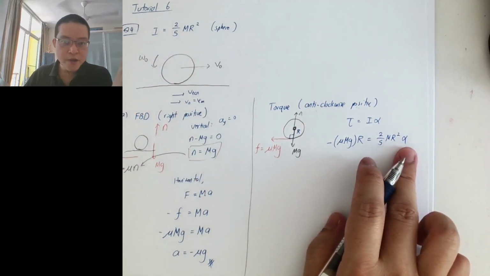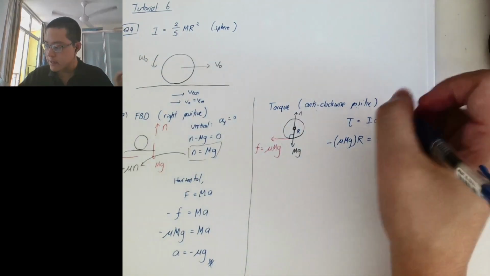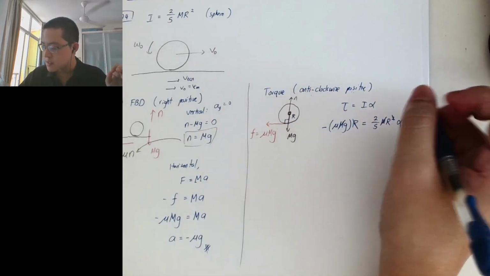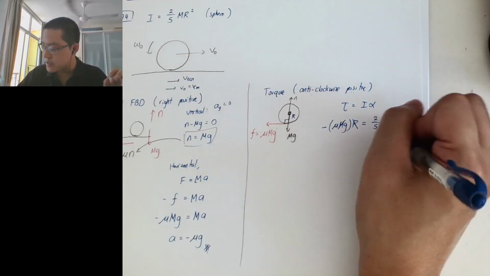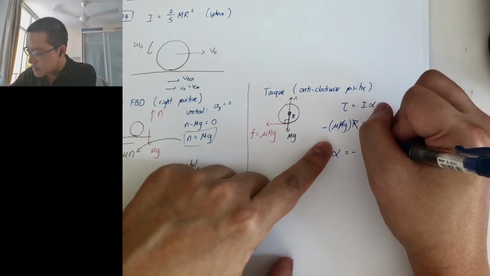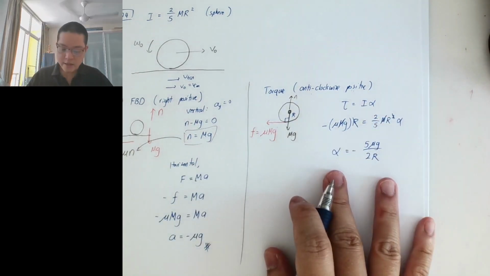This is non-pure rolling, so alpha is not equal to a over r, not yet. For now, let me simplify: I can cancel the m, so I can make alpha the subject. Bringing the 5 over, I get 5 mu g over 2r. So this is my angular acceleration.